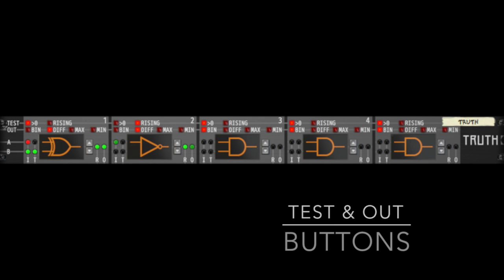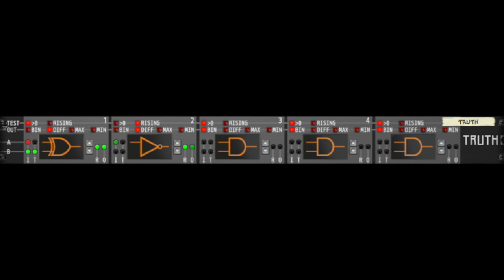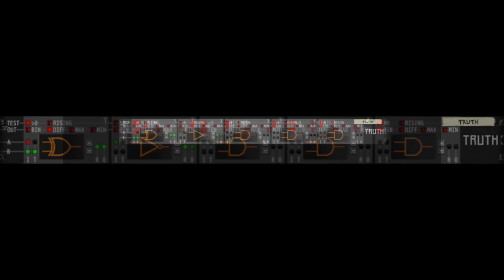So now let's go over the test and out buttons. And just playing with these buttons can drastically change the output of your device. This honestly can be just as confusing as the logic gates. Experimentation is definitely the best way to understand this, but let's see if we can break it down. Maybe we can get there together.